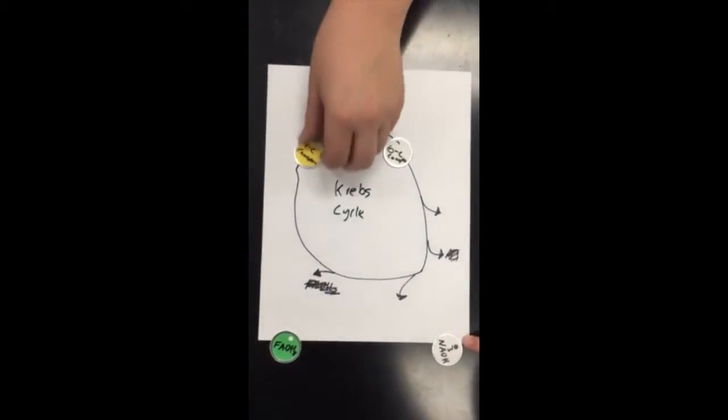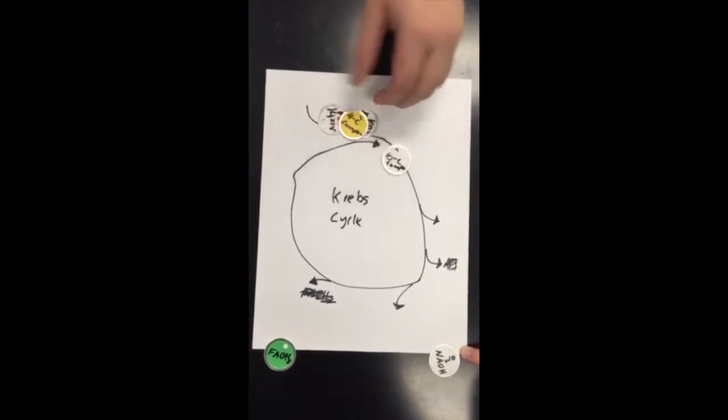The next thing to happen is the Krebs cycle. Prior to the Krebs cycle, pyruvate reacts with CoA to form acetyl-CoA. That then forms with a 4-carbon molecule forming a 6-carbon molecule.